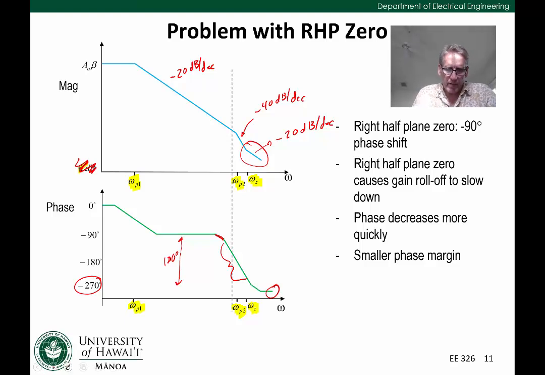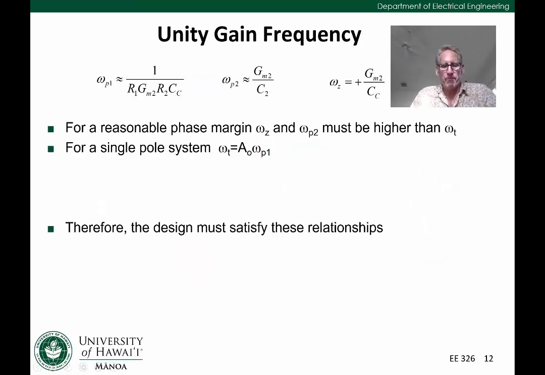Okay, and the last thing I would like to talk about in this lecture is the unity gain frequency. This will give us some relationships we can use in terms of design if we want to go about designing a two-stage amplifier. So we have omega p1, omega p2, and omega z, right? For a reasonable phase margin, we need omega z and omega p2 to be higher than the unity gain frequency. We saw that on the previous slide. Those have to be high in frequency or our phase margin will be low. So if we assume those are high in frequency, then we can approximate this as a single pole system, in which case the unity gain frequency is just A0 times omega p1.